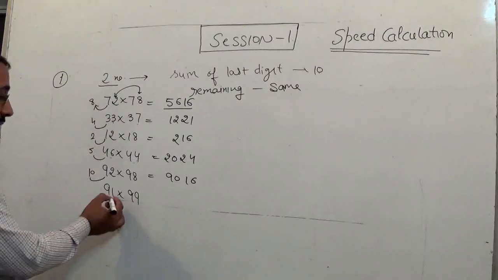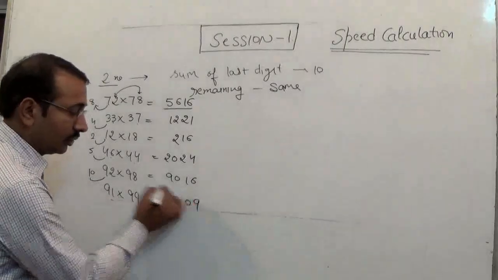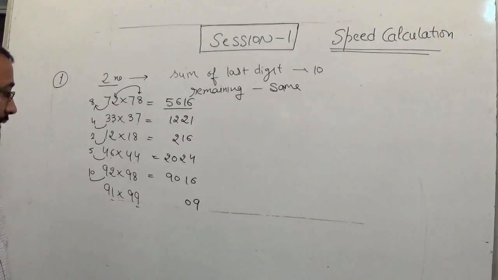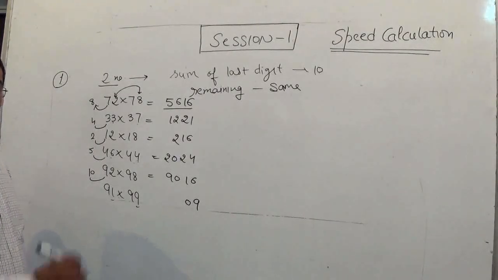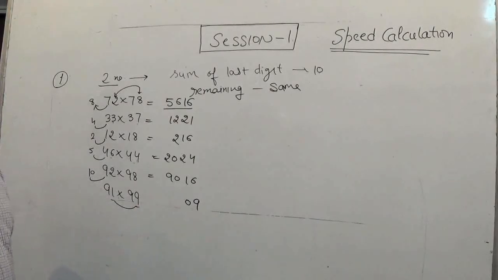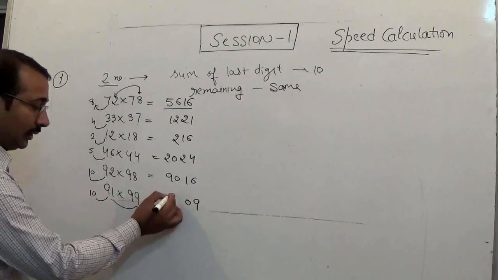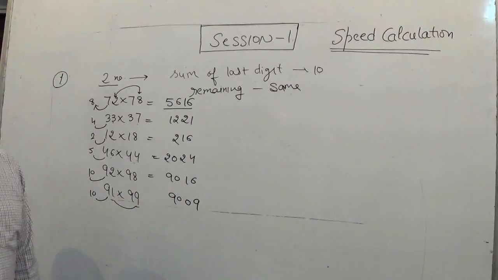In the case of 1 and 9, we get it as 9, we make it as 09. That is the first exception. When we take our number as 91 into 99, my last numbers are 1 and 9. In that case, we make it as 09, 9, the next number is 10, it should be 9009.